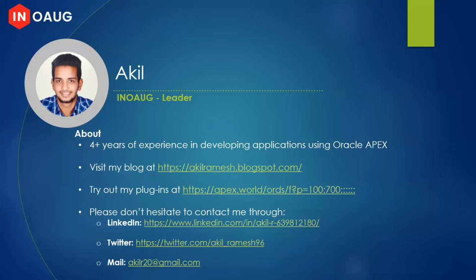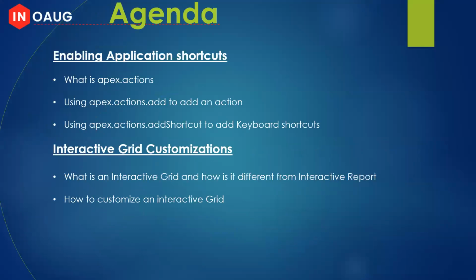I'm going to talk about two topics today. One is enabling application shortcuts using the Apex.Actions API. The Apex.Actions API is a very vast API which was developed a long time back by the Apex team. I won't be able to tell you about all the features of Apex.Actions API, but I'll show how to use the add shortcut method to add shortcuts to the application or a particular page. Next will be the interactive grid customization, so how you can customize the interactive grid using JavaScript. These are the two topics I'll be talking about today.